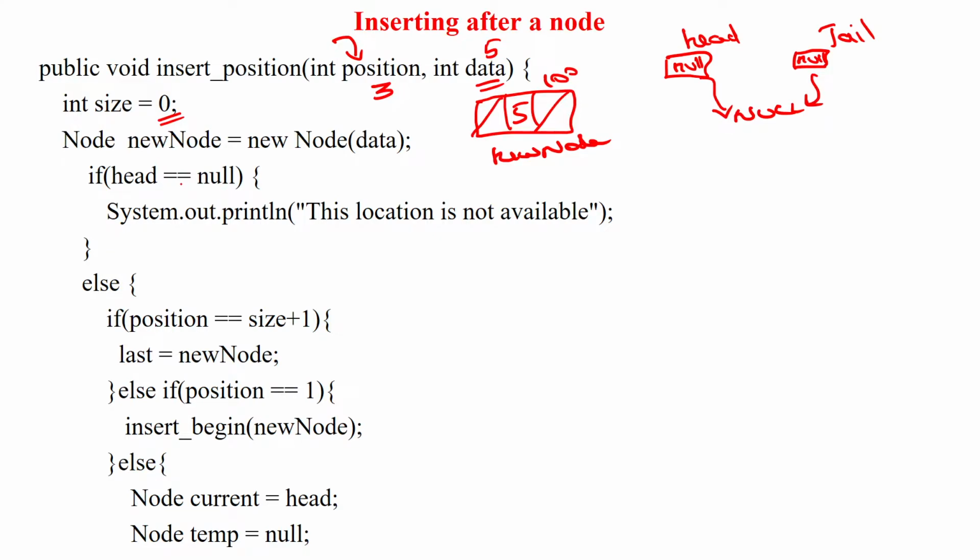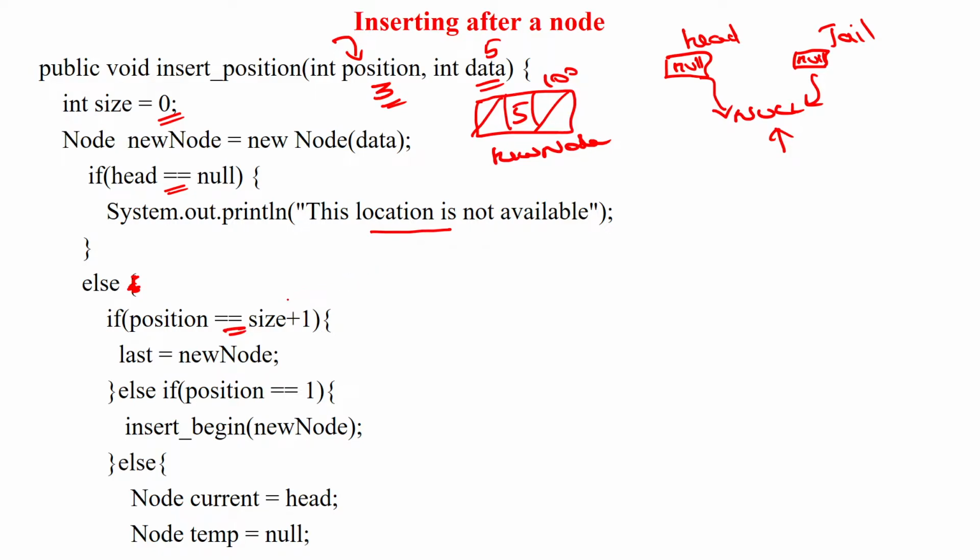So before that, if I am giving position 3 and head is null, then the third position is not available in the list. You see, my list is empty, so my third position is not available in the list. So that condition is to be checked. Then else if my position is equal to size plus 1.